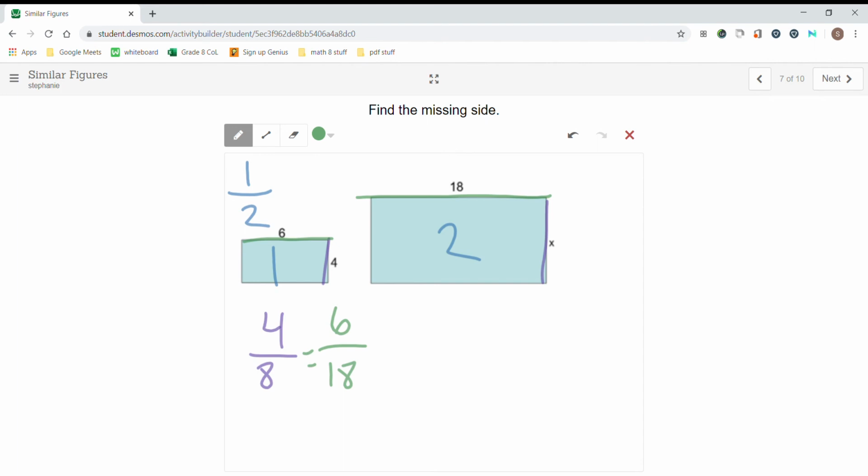This was supposed to be an x. I'm sorry, guys. Hold on. I don't know why I wrote an 8 there. My fault. This is supposed to be an x. Okay.